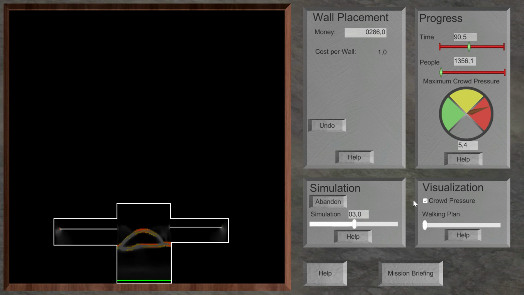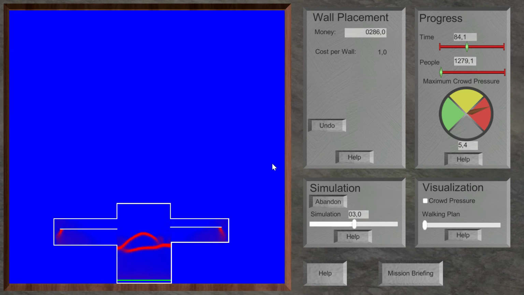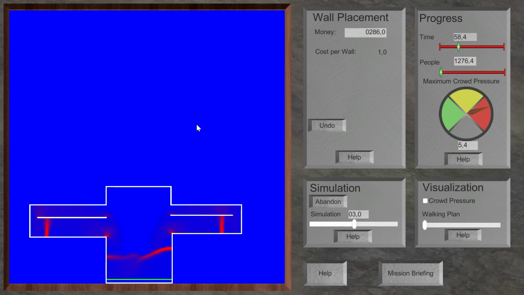If we also take a look at the crowd pressure visualization, there's not that much crowd pressure appearing here, and the simulation goes on. The top wave stops and we have more people coming from the side, but it looks like we don't get any more critical congestion in the central area. So inserting side arms in the wall eased the situation.